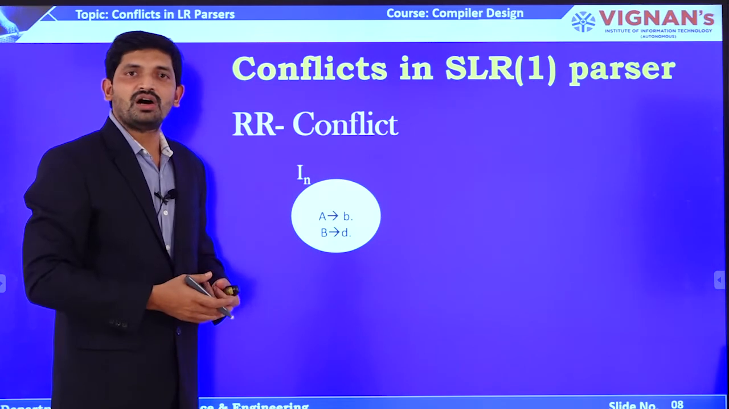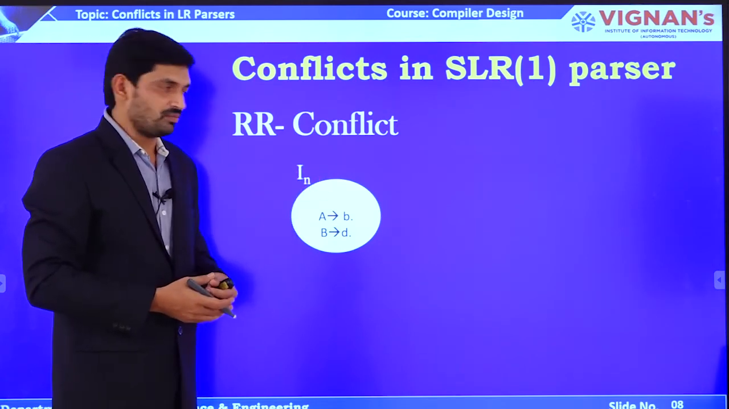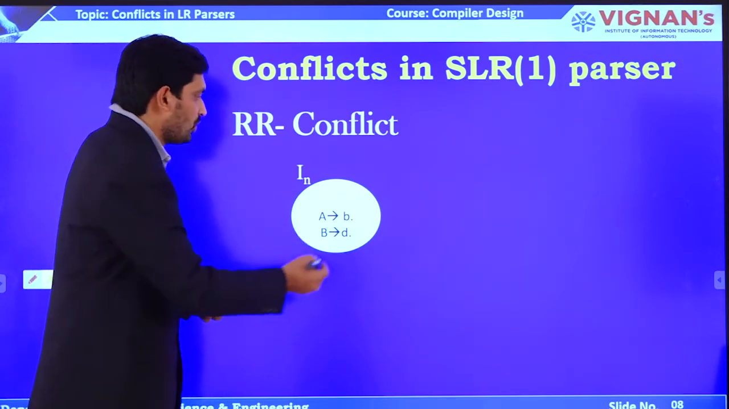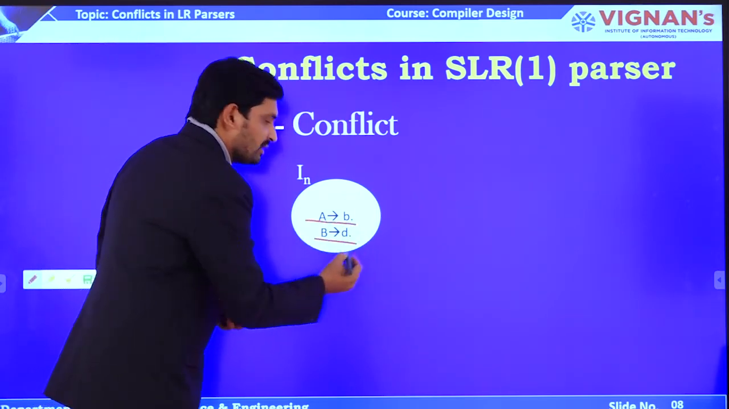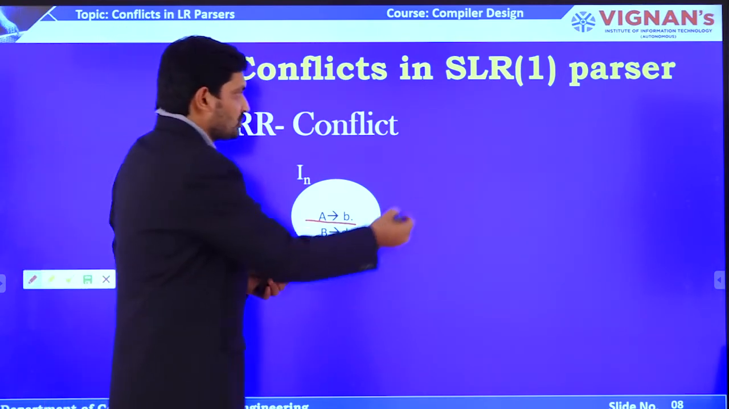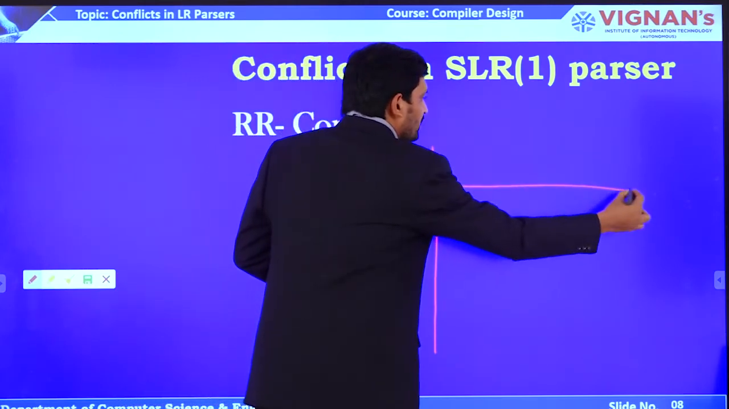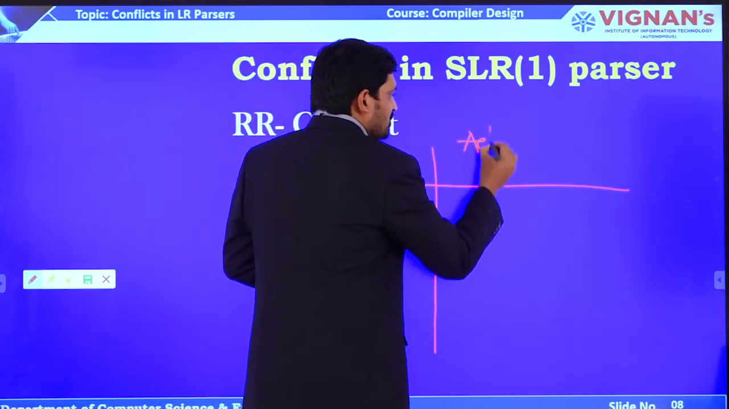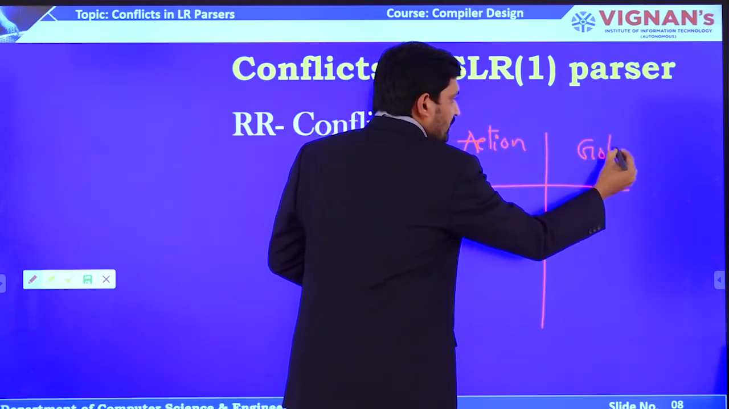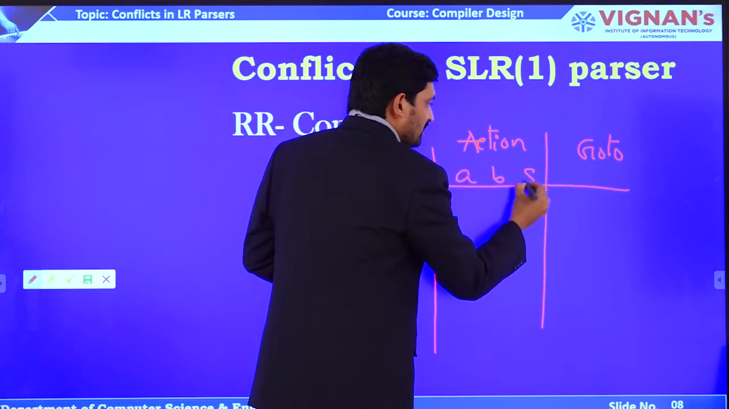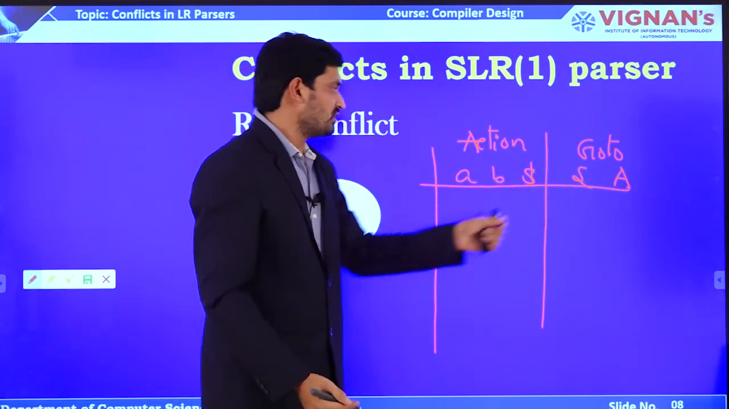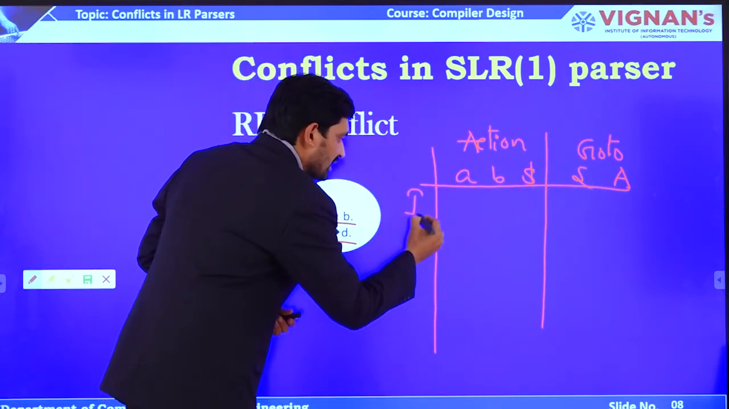Now let us discuss the RR conflict in the SLR1 parser. So here my state is IN, which consists of two productions. All these two productions are final items only. If there is a final item, I have to perform the reduce operations. So it will be clearly noted in the parse table, which consists of the action part and go to part, where the action part consists of the terminals and the go to part consists of the non-terminals. And here the state name is IN.